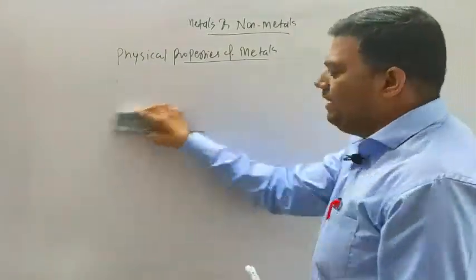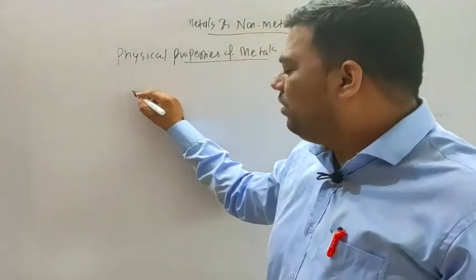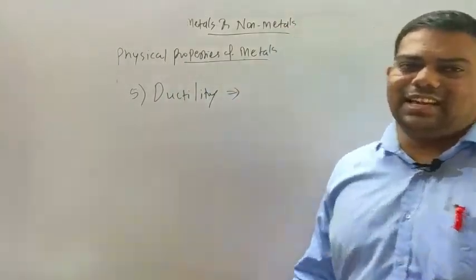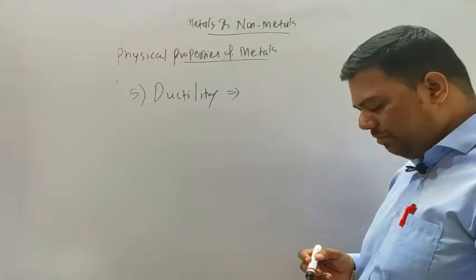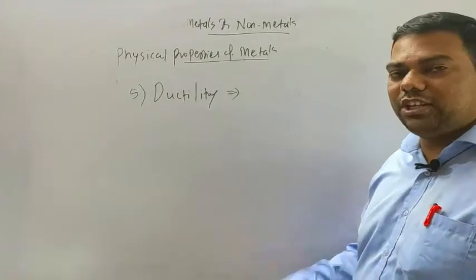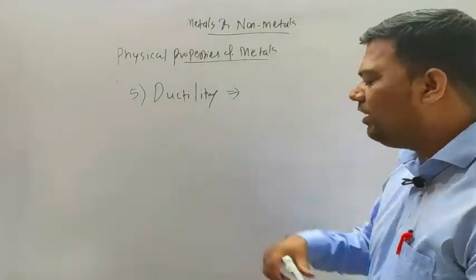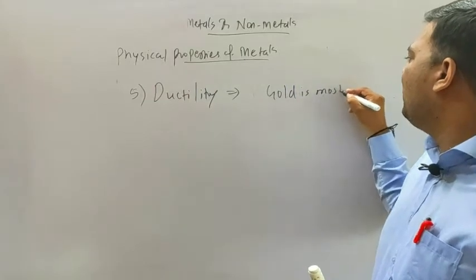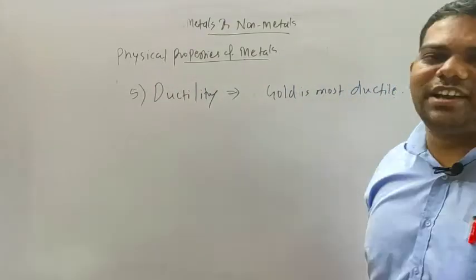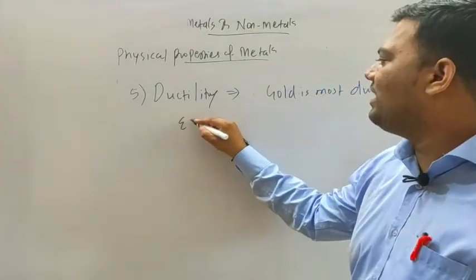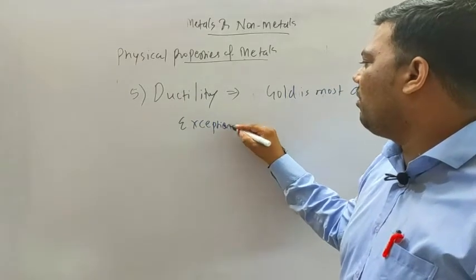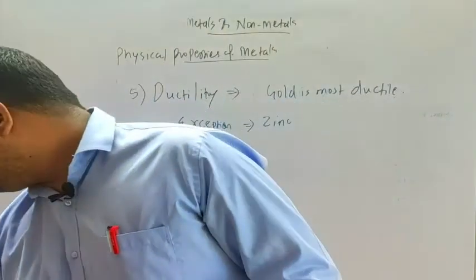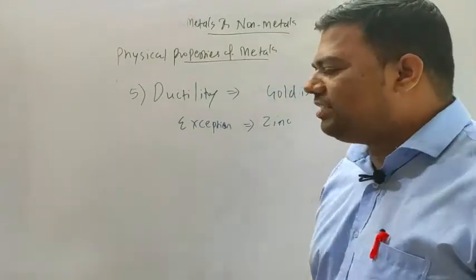Next, the fifth property is ductility. A metal that can be drawn into thin wires shows ductility. Most important here, gold is the most ductile metal. Again there is an exceptional case, that is zinc only. Understood?